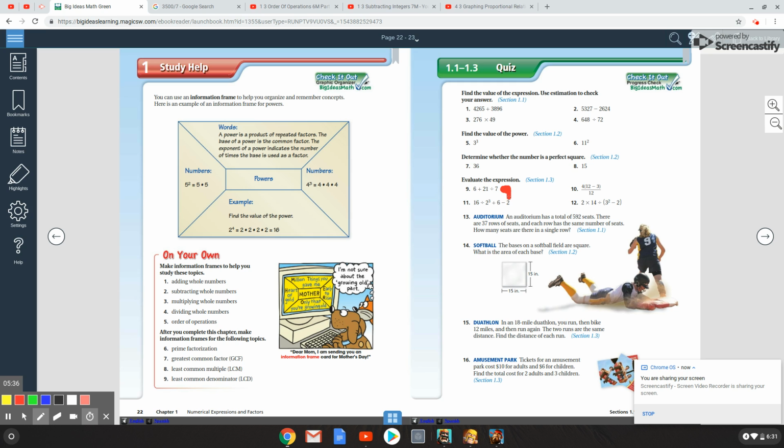So our first answer is 9. Then for number 10, we do what's in the parentheses. 12 minus 3 is 9. 9 times 4 is 36, and 36 divided by 12 is 3.